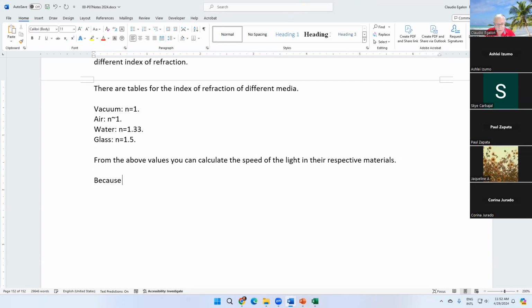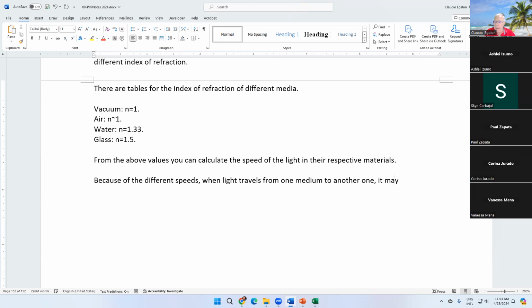Okay, and because of the different speeds, when light travels from one medium to another one, it may, in general it does, bend its trajectory. And that is a very nice way of visualizing that.